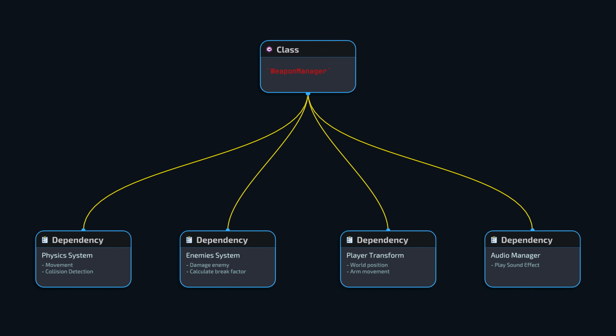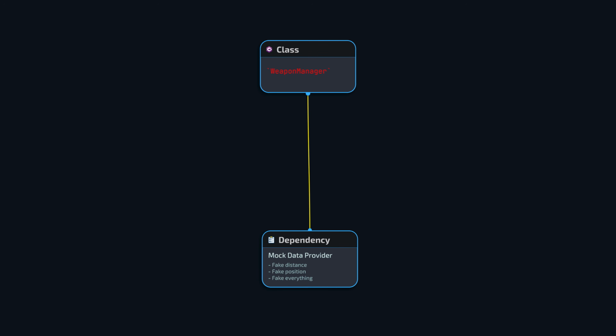Let's say you have a weapon system that deals damage based on distance to target. Closer enemies take more damage. Sounds simple. But to calculate this, your weapon needs the enemy position, player position, and maybe some physics raycast for line of sight. Testing all of this together is a nightmare. So instead, we mock the parts we don't care about.